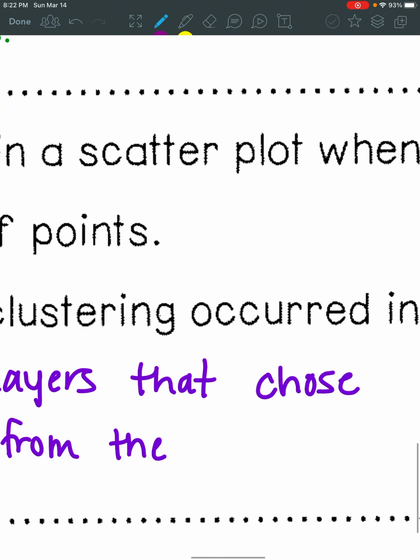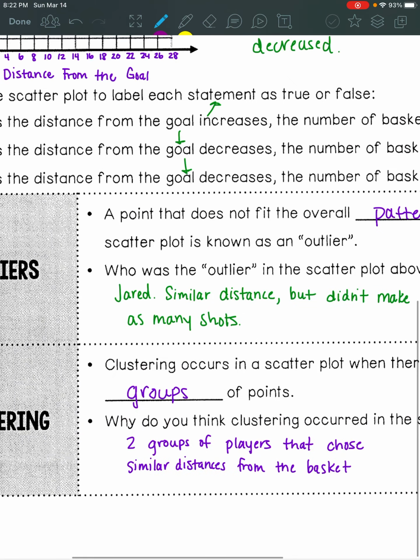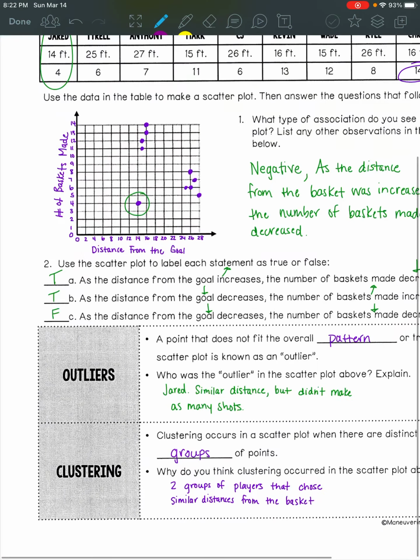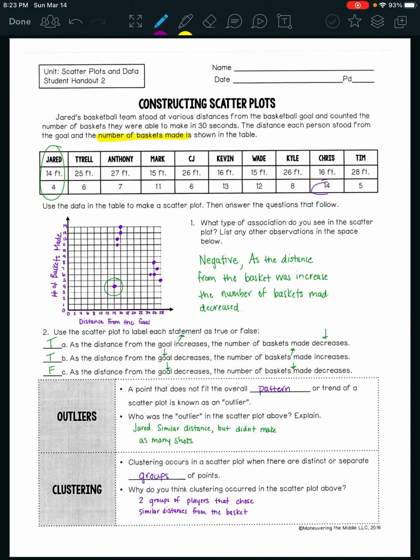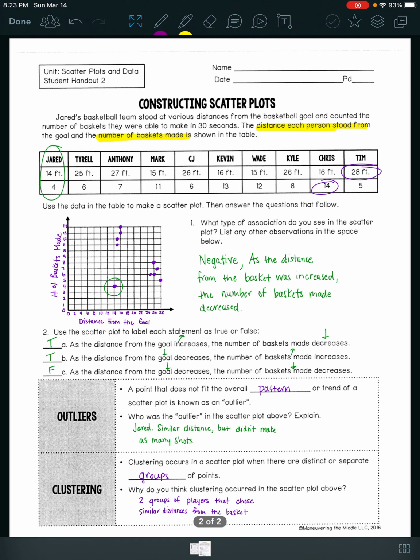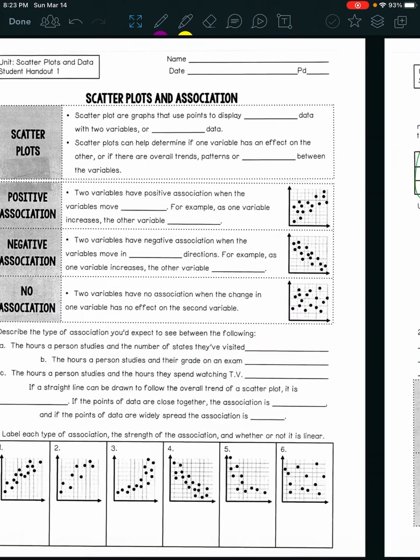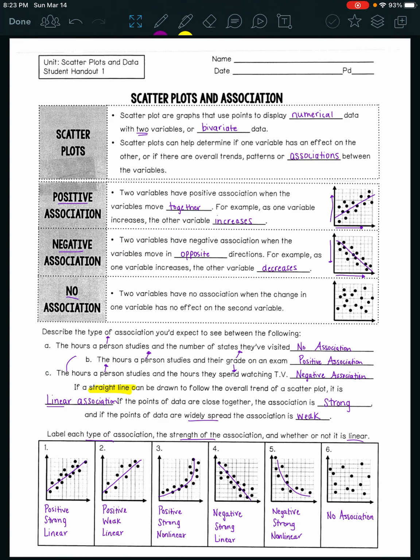So there we have an example. We were able to take the data that was collected from those guys choosing distances from a goal and then shooting baskets. We were able to take those data points, create a scatter plot, and then look at what type of association was there. We saw an outlier, we saw clustering, so there's a lot of things that we can read and interpret from using scatter plots to organize certain data that we have collected. So there is our first lesson over scatter plots, and we'll take an even deeper look into using these scatter plots.